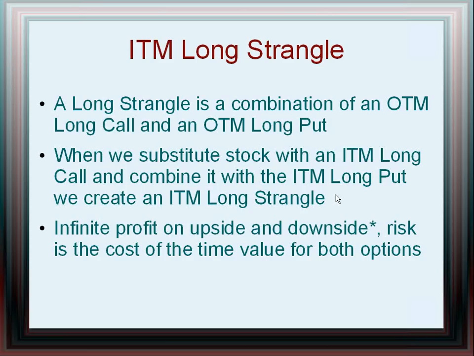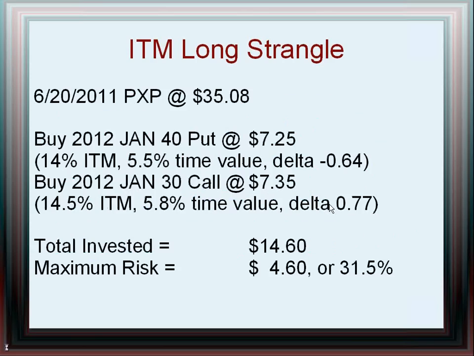Now, a strangle, either an in-the-money long strangle or an out-of-the-money long strangle, does have infinite profit on the upside and the downside. And there's a little asterisk there because the downside gain is kind of limited. If the stock went to zero and we had purchased the 30-strike put, well, we'd be able to sell to close it for $30, of course, but we can't get any higher than that. But it's still pretty much infinite profit to the downside. The risk is the cost of the time value for both options. If I did an out-of-the-money long strangle, that would be all time value. If I'm doing an in-the-money long strangle, only a part of the cost of the ITM call and ITM put are time value. All right?